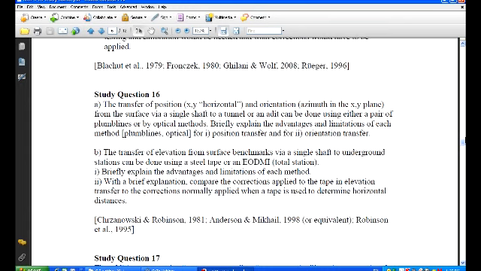Oh, hold on, here's a question. Can you describe the elevation transfer with total station again? Elevation transfer, sure.